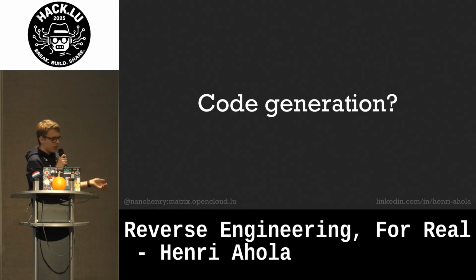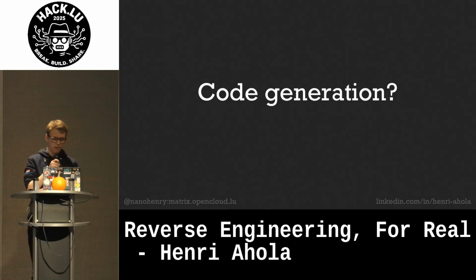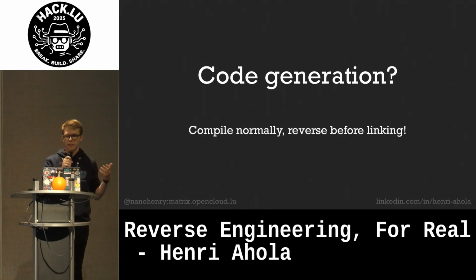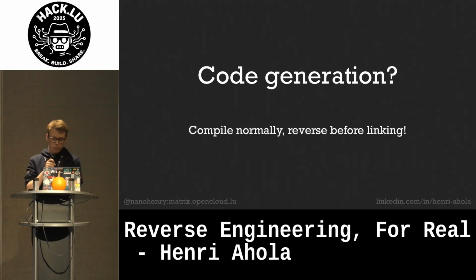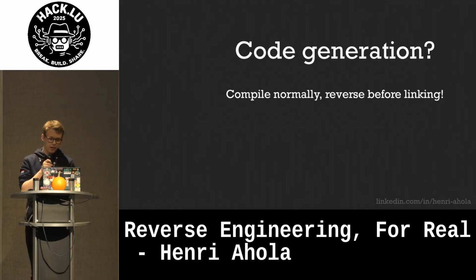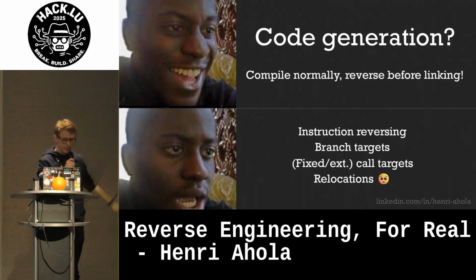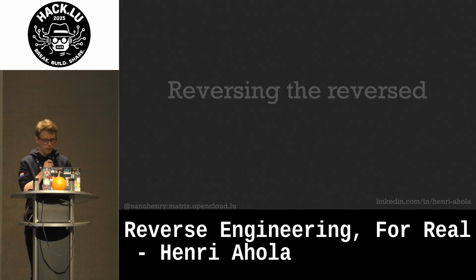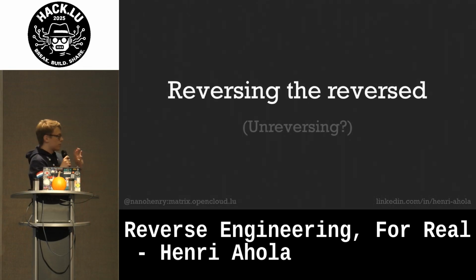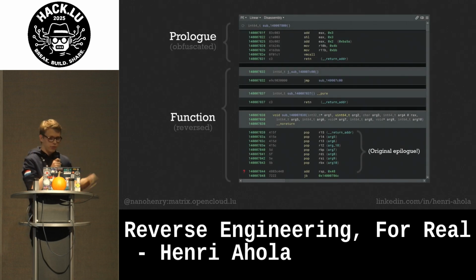How do you generate code for this? I mean, you could write assembly by hand, but that's kind of annoying. You can just compile code normally and reverse it before linking, or reverse specific functions before linking. Of course, you can do this, but it comes with a lot of sub-problems, which are not trivial. They can be done, but it's not pretty. How does this look from a reverse engineering point of view? Of course, you can throw this into something like Binary Ninja. Here you see the same structure.